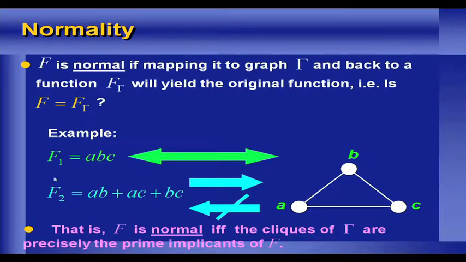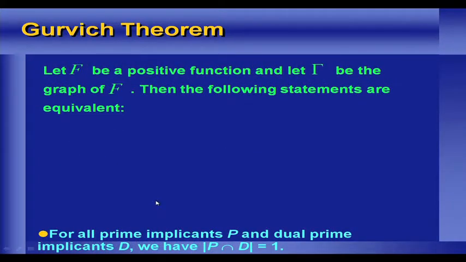Here's an example. If F1 was ABC, the function ABC, it would give me the triangle as its co-occurrence graph. If my function was AB plus AC plus BC, it would also give me the same triangle as its co-occurrence graph. Going the opposite direction, however, the triangle gives me function number 1. So number 1, ABC, is normal. AB plus AC plus BC is abnormal.